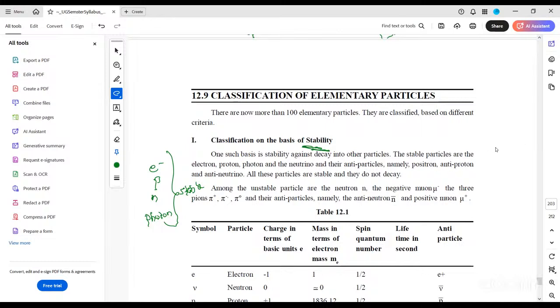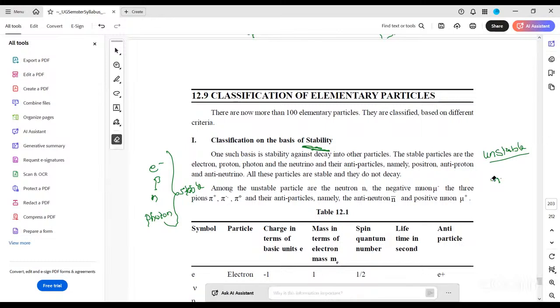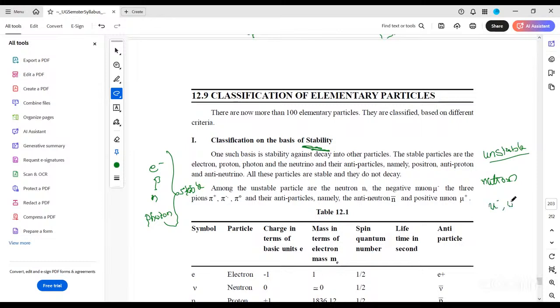What are the things that come under unstable? Sometimes we also say neutron. Unstable. First, we will consider neutron. Neutron can be treated as unstable as well as muon. In mu, what are the things we have? Mu minus, mu plus. Next, pion: pi minus, pi plus, pi 0. All these things come under unstable.